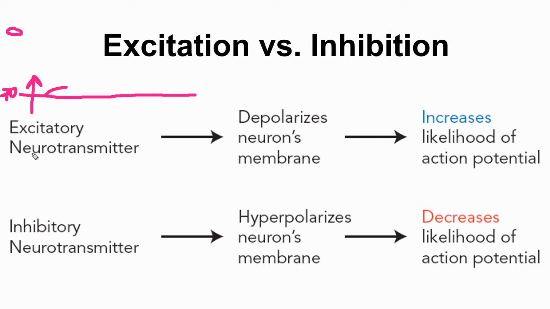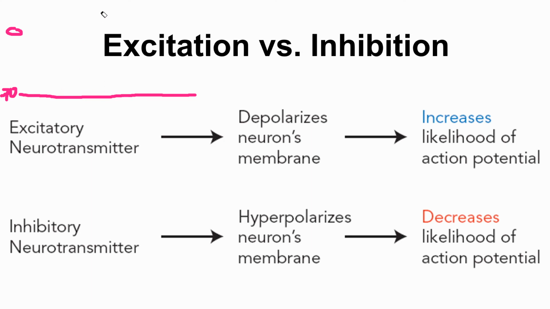So when we're depolarizing this membrane, we're causing that increase in charge, hopefully enough to hit our threshold. And if we get enough of these excitatory neurotransmitters, if they cause large enough local potentials, they're going to trigger our action potential. So it increases the likelihood of an action potential because it's reducing the polarization, or making the cell membrane more positive.